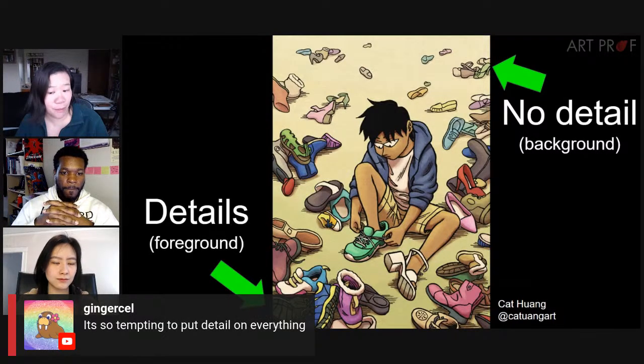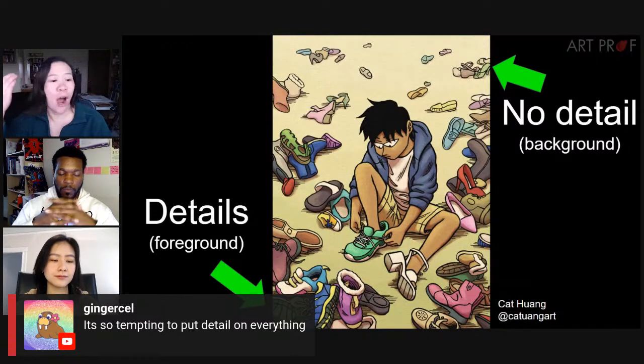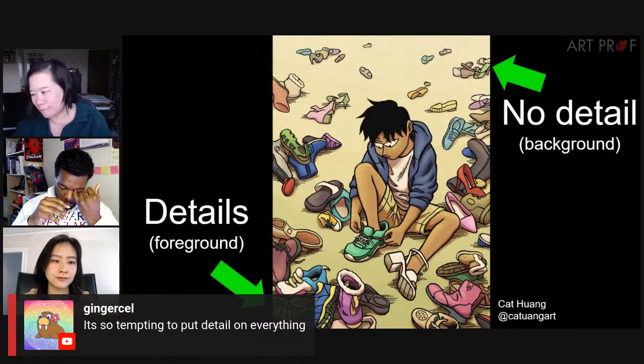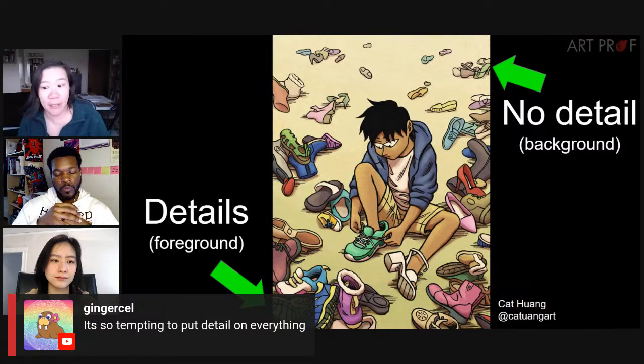Well, this is a good point from Ginger. It's so tempting to put detail on everything. Details are what dazzle people. Whenever you hear people talk about a really wonderful drawing that they're excited about, it's very common to hear, oh my gosh, that drawing was so good. It had so many details. It's so beautiful. But Kat, details can mess with you, actually, if there's too many of them.